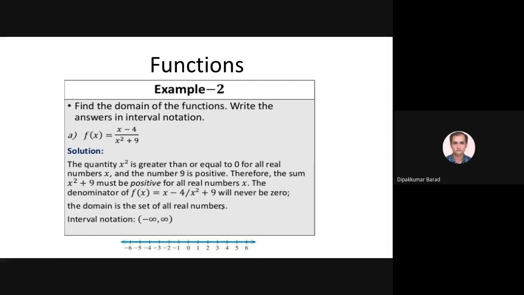Another example: find the domain of the function, and write the answer in interval form. For every x belonging to R, the function is defined. So in interval form, for every element of R the function is defined. It means R, which is nothing but the open interval minus infinity to infinity.